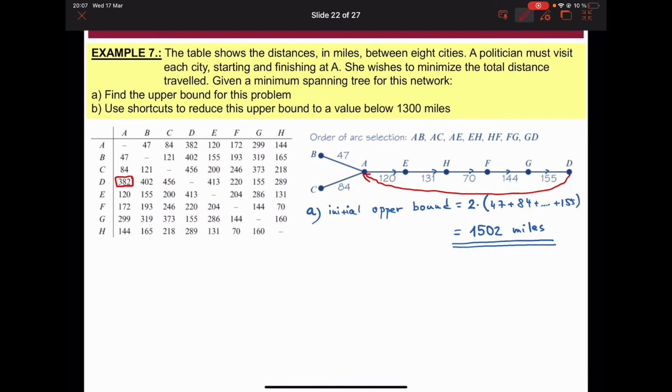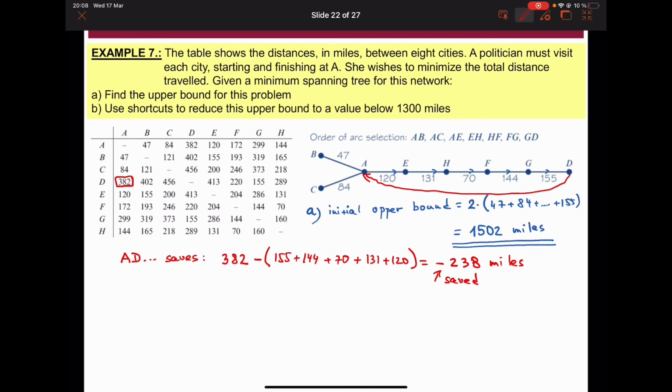So I'm going to add AD, and I'm going to check the savings, or how much it saves. So I am adding 382, but I am saving 155 plus 144 plus 70 plus 131 plus 120. So when you calculate this, you will get negative 238 miles. That means you saved 238 miles, right? Saved.